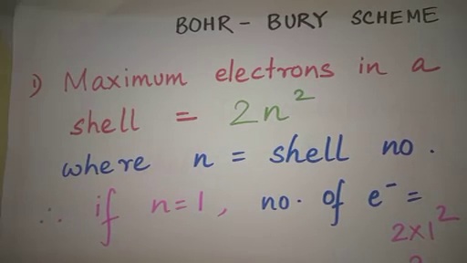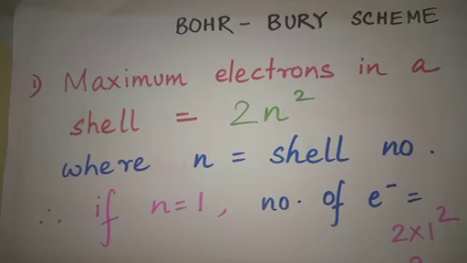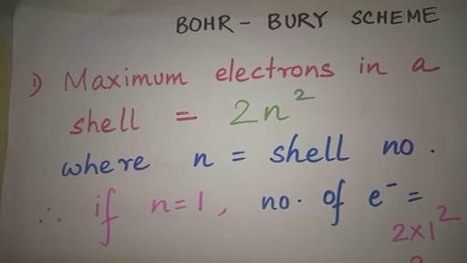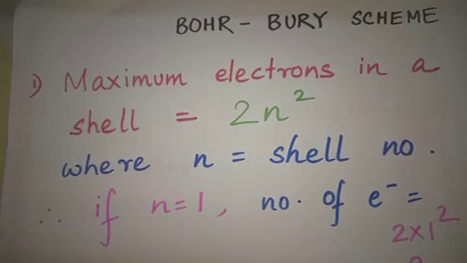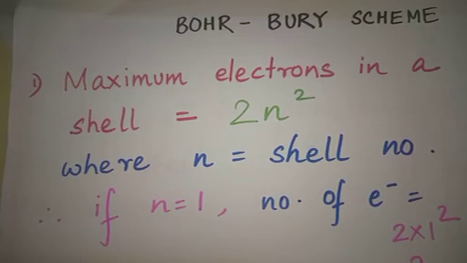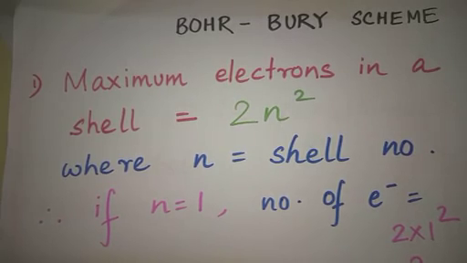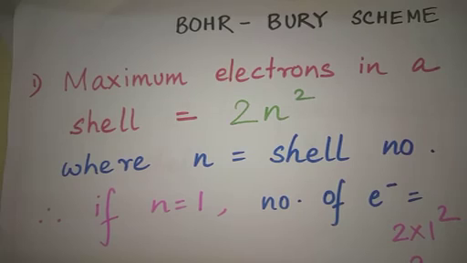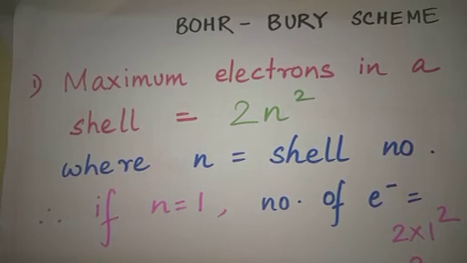The number of shells that an atom has will definitely vary. That will depend upon its atomic number, that is, on the number of electrons present inside the atom. Obviously, the higher the number of electrons, the higher the number of shells required to accommodate them.